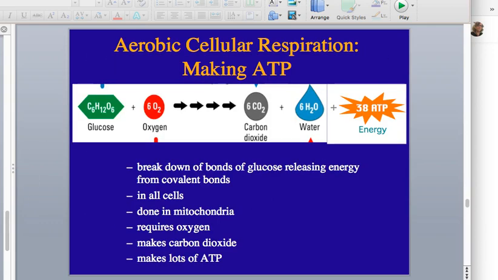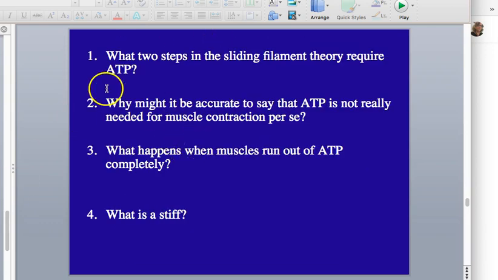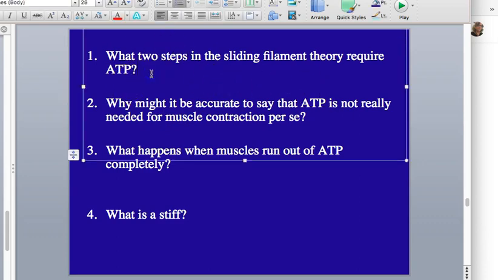Let's move on. Okay. So what two steps require ATP? That's going to be the storing of calcium back in the sarcoplasmic reticulum and the cocking of the myosin fibers. What good test questions. Why might it be accurate to say that ATP is not really needed for the muscle contraction? Well, during contraction, you don't use up ATP.